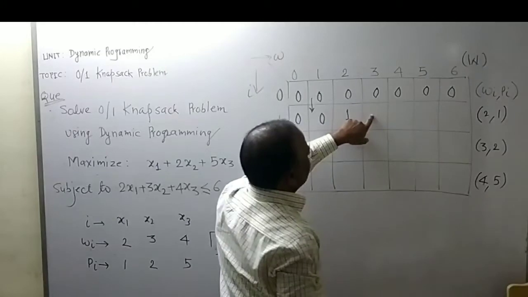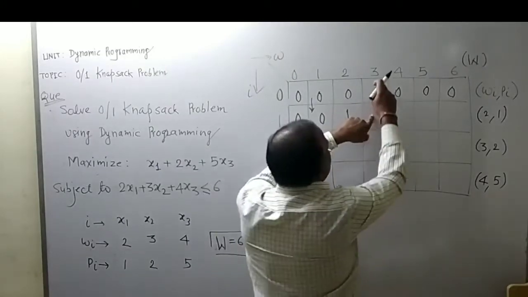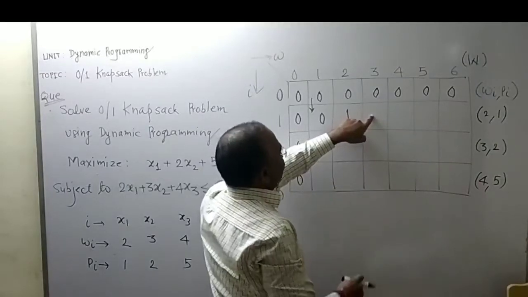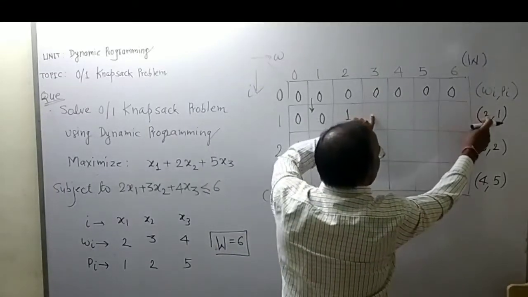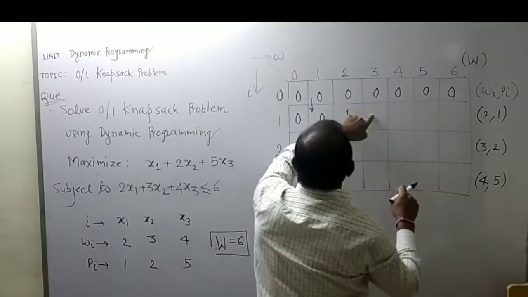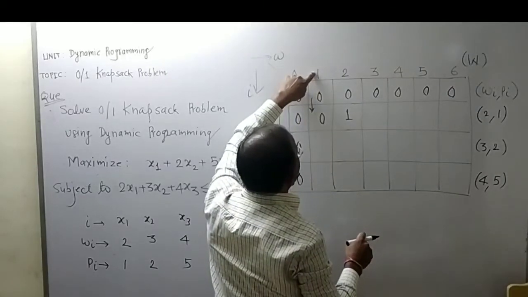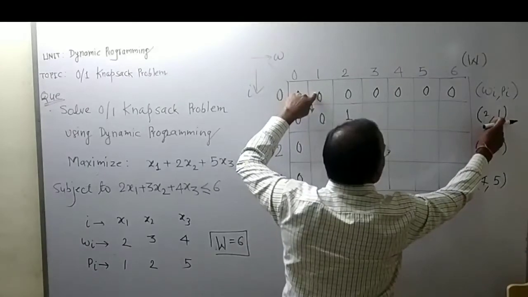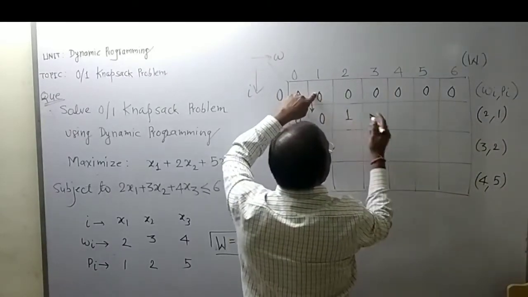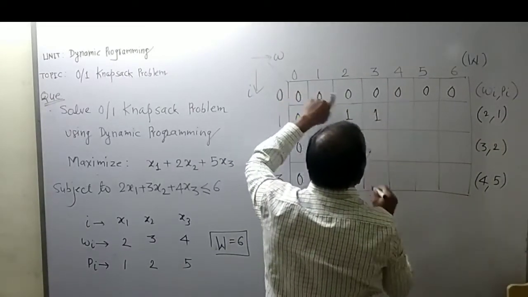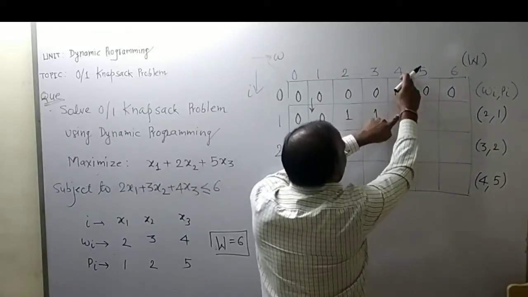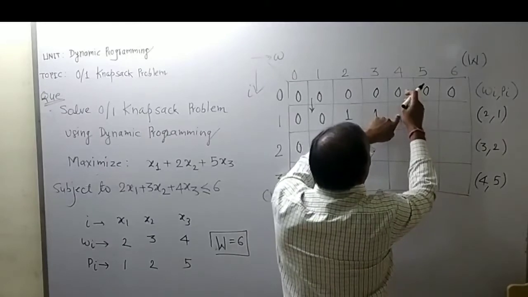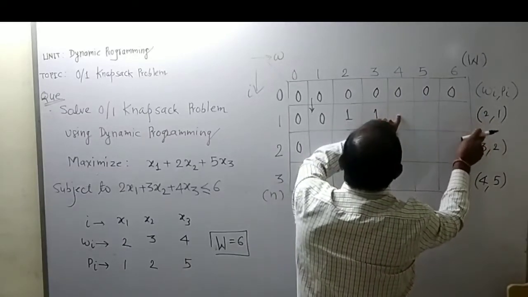Now go for this cell. Here 3 is not less than 2, that's why find another column using 3 minus 2, you will get 1. That means this column, and the cell will be this. Then add the profit 1 to 0, you will get 1. Now here 4 is not less than 2, that's why we get another column using 4 minus 2, that is 2.